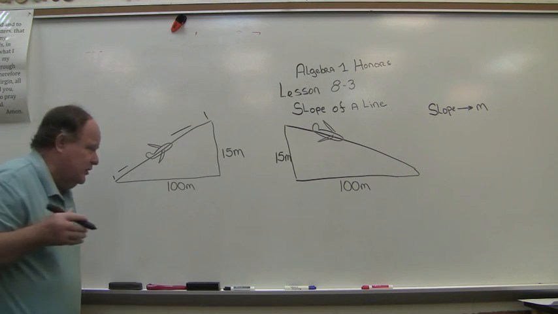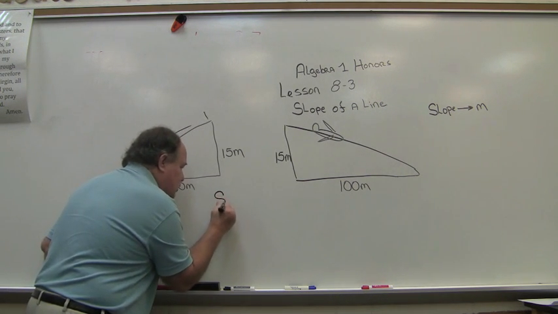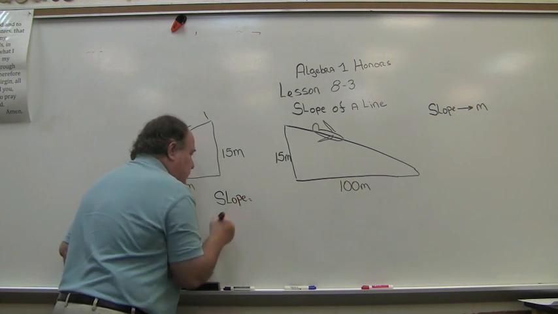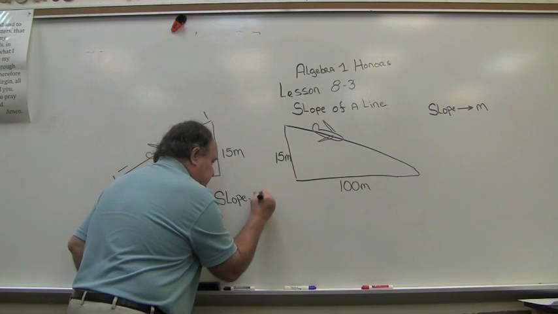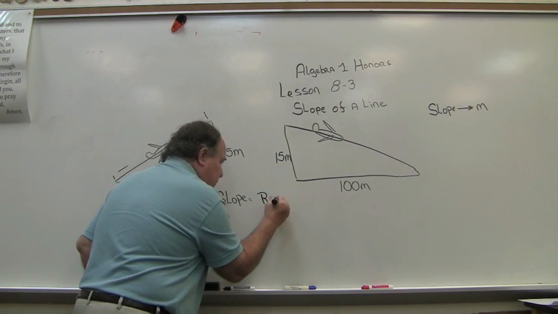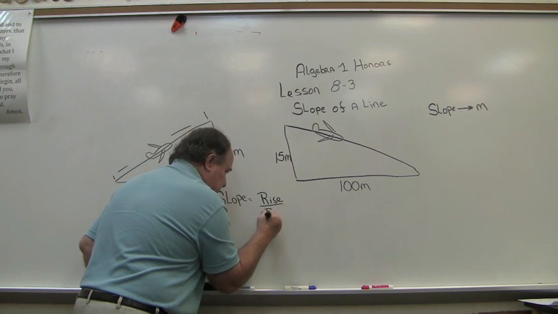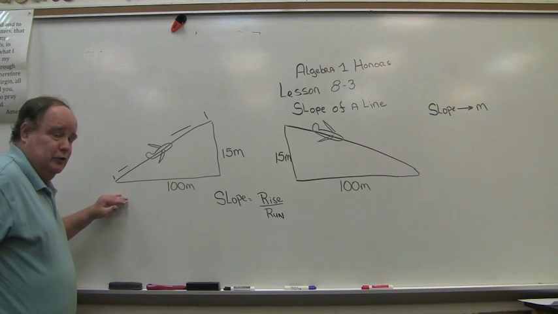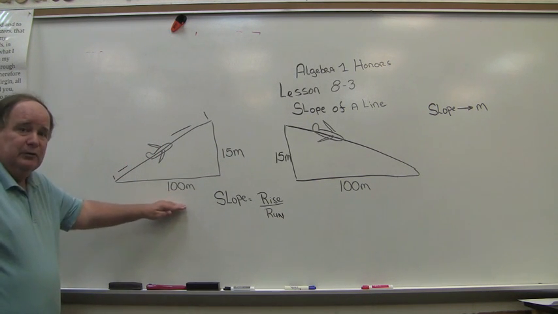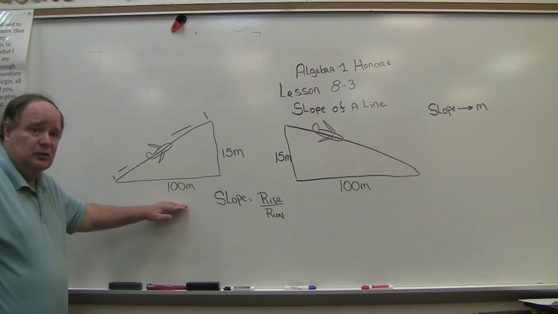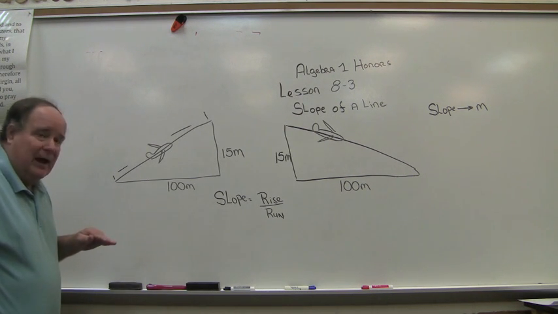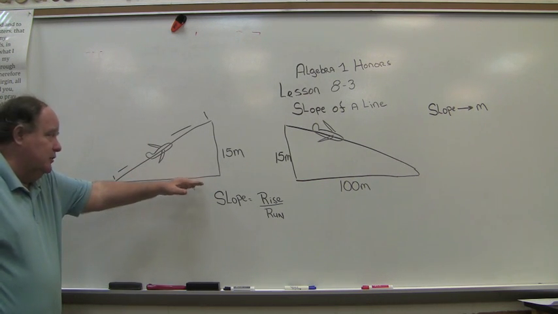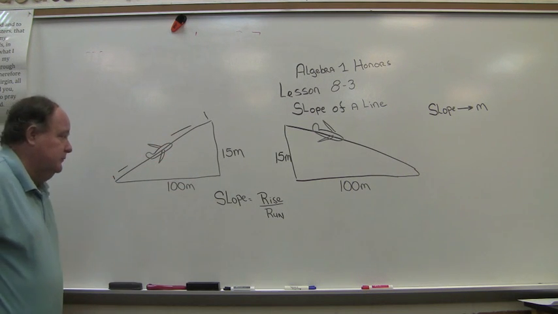And the slope is basically, and let's write this down, the slope equals the rise over the run. What does that mean? Well, in the case of this airplane, the run is how far it travels along the ground, how far it was going to travel in a horizontal direction. And the rise is how high this airplane is going to climb in the time it takes it to go 100 meters. It is the vertical distance.